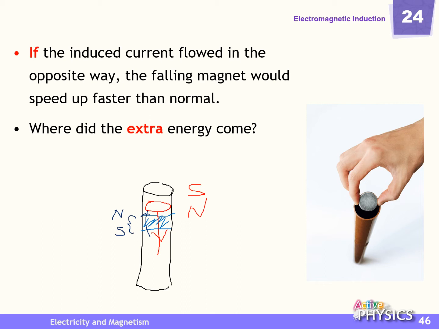Again, when the magnet is dropping through the tube, the field lines will pass through the tube. If we consider the part which is below the magnet, then there will be an induced magnetic field, and the induced magnetic field is pointing up. So it creates repulsion and makes the magnet fall at a slower rate.